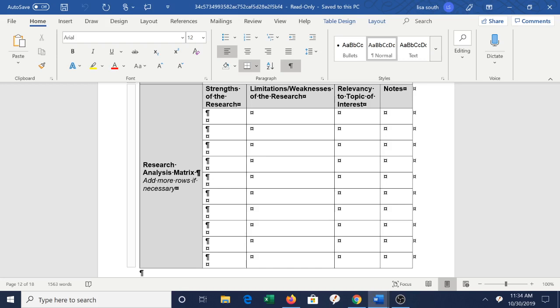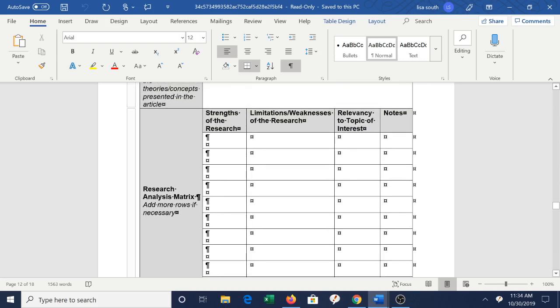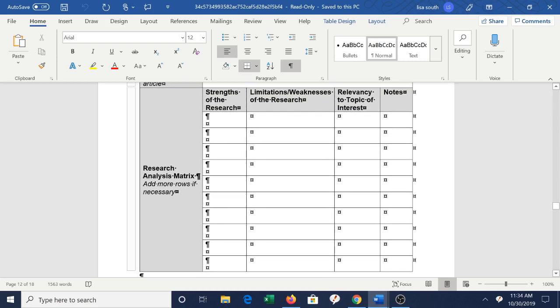So, what are the strengths? How was it done? Did it use random sampling? Or did it just take whoever walked in the door and agreed to participate? You see, which one's stronger? Think about, too, ethics. Did they get informed consent? Did they go through a body that looked at the research and validated that it was a study worthy of being conducted? That adds strength to it.